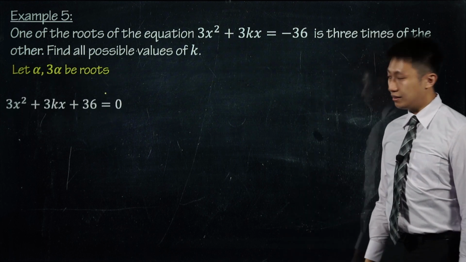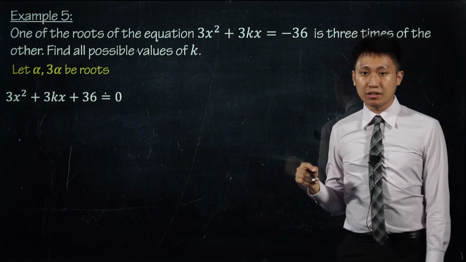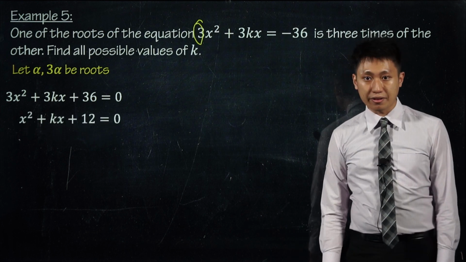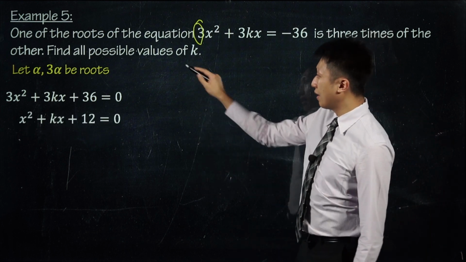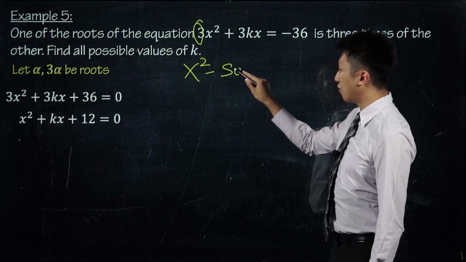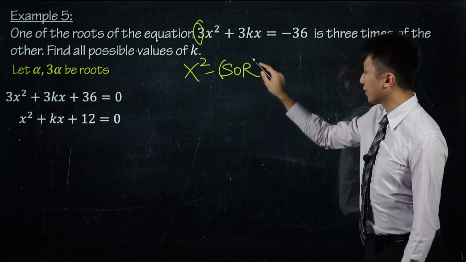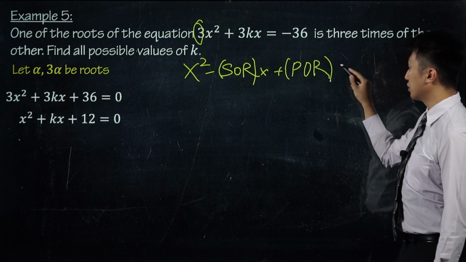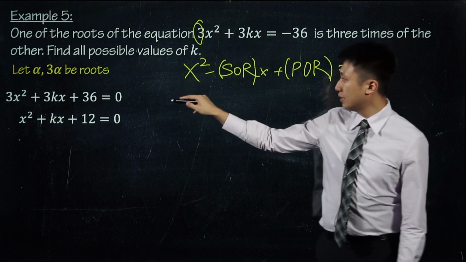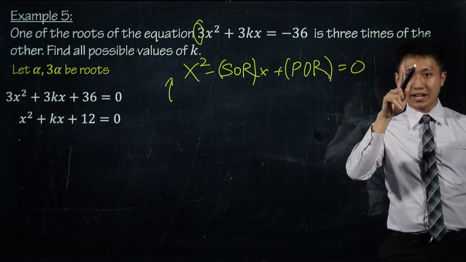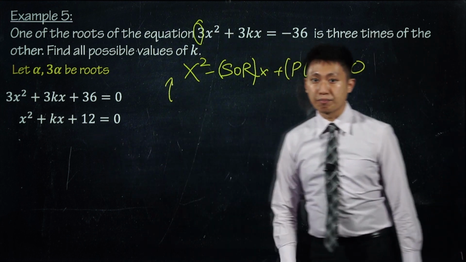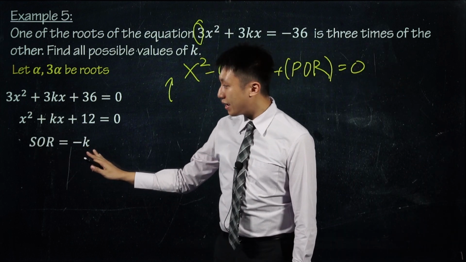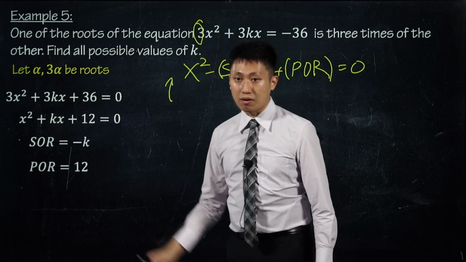Okay, then I have this equation. What do I do? It's 3 here. I need to divide by 3 so that I get x squared minus sum of roots times x, plus product of roots, is equal to 0. This is 1x squared, so I divide by 3. Then what does it mean? Sum of roots is equal to negative k, and product of roots is equal to 12.